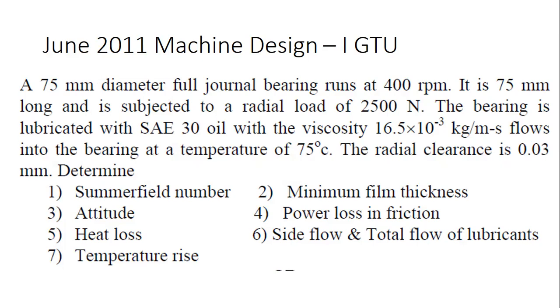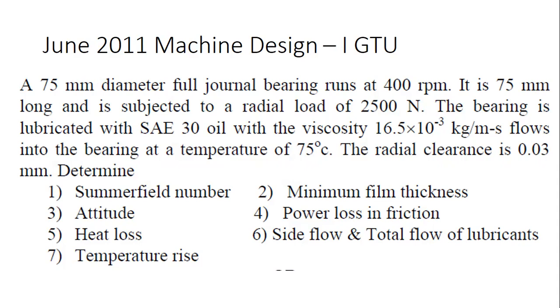The bearing is lubricated with SAE 30 oil with a viscosity mu of 16.5 into 10 raised to minus 3 kilogram per meter second. In the Raimondi-Boyd method, the absolute viscosity should be in Newton second per mm square, so we'll have to do the conversion. Oil flows into the bearing at a temperature of 75 degrees. The radial clearance, small c, is 0.03.